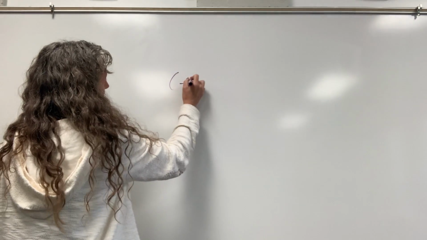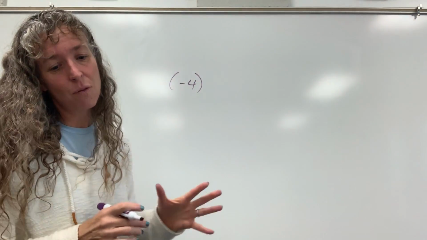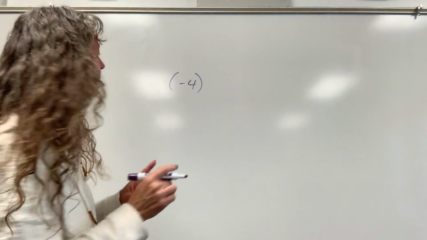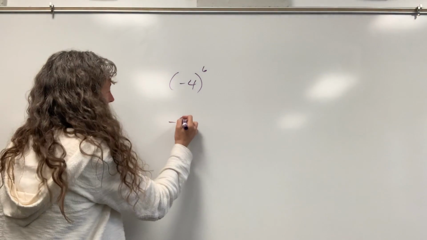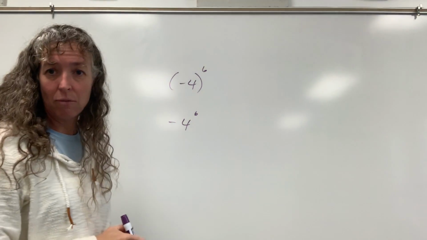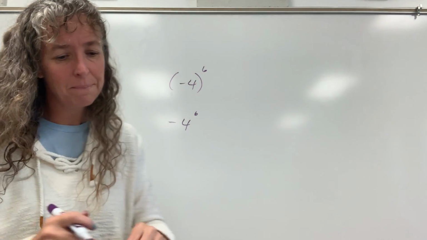But remember, because it's a negative, we have to keep those parentheses, okay? So -4 to the, I multiply and I would get to the 6th. And this would be the proper way to write it. If you wrote it like this, I would mark it wrong because you have to have the parentheses still, okay?